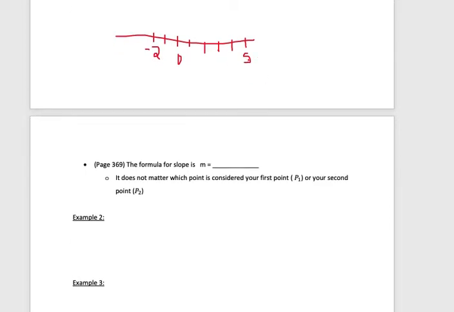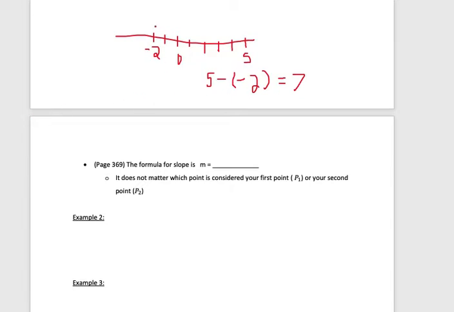What is the difference between 5 and -2? There are two ways you can do this. You can count on your number line, 1, 2, 3, 4, 5, 6, 7, or you can do 5 minus -2. And when you do 5 minus -2, those two negatives turn into a plus sign, and this is going to be 7. So that's where that formula comes from.